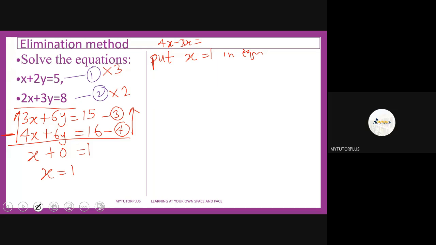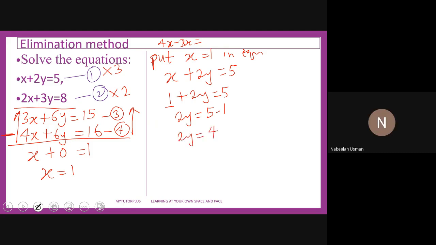Okay, equation 1. So if you substitute into equation 1, first write the equation down. That's going to be x plus 2y is equal to 5. What is the value of our x in this equation? 1. So I'm going to have 1 plus 2y is equal to 5, right? Collect the like terms now. This is positive 1. Take it to the other side. That will give us 2y is equal to 5 minus 1. 5 minus 1 will give us what? 4, right?